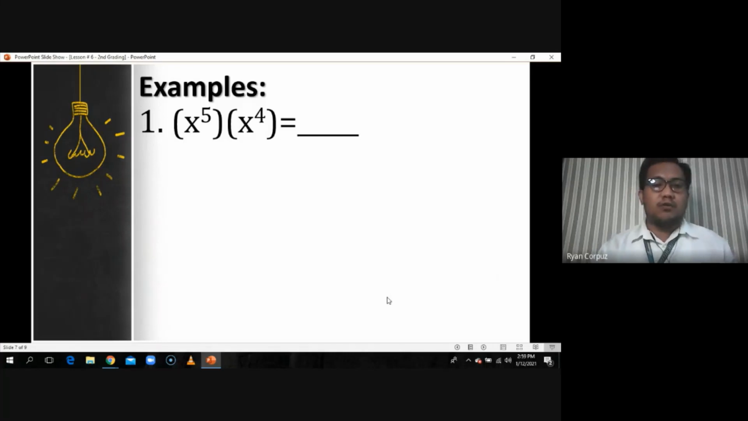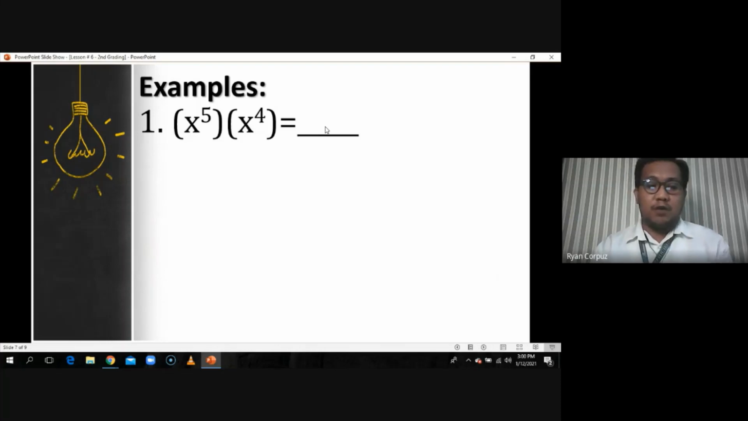So what are we going to do there? We are multiplying two expressions with the same base. When we multiply expressions with the same base, no matter how many expressions, as long as they have the same base, all you have to do is copy the same base. The same base is x, and then add the exponents with the application of the product rule. When we discussed the product rule, we said that when you are multiplying expressions with the same base, simply copy the base, then add the exponents.